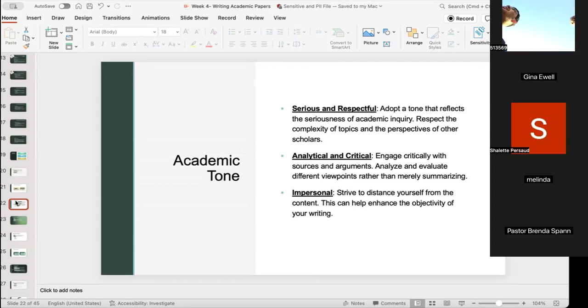You want to try as much as you can when you are writing to distance yourself from the content. And this makes you more of an objective writer. So if you can take a step back from the research that you're reading, and you might feel really passionate about that research or the topic you're writing about, but if you want your paper to be more objective, then you need to take a step back and look at other perspectives rather than just one perspective.